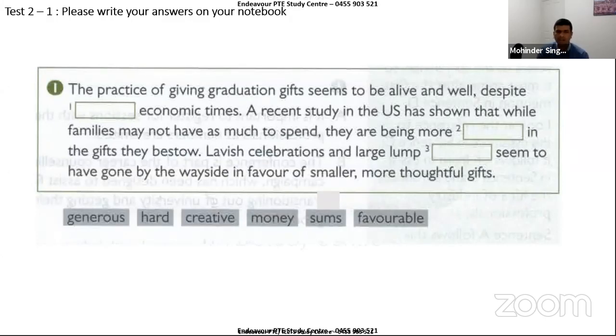How many new words are we learning? We learned about wayside, we learned about bestow, we learned a few other words here. This is how we develop our vocabulary too. Wayside in favor of smaller, more thoughtful gifts. And we also learned one more thing: how to use articles with the abbreviated names of countries, the US and the UK, because that will give you a grammar error if you do that in summarized written text, summarized spoken text and anywhere, even in your write from dictation. So first one is hard, second one is creative, third one is sums. There we go, next one.